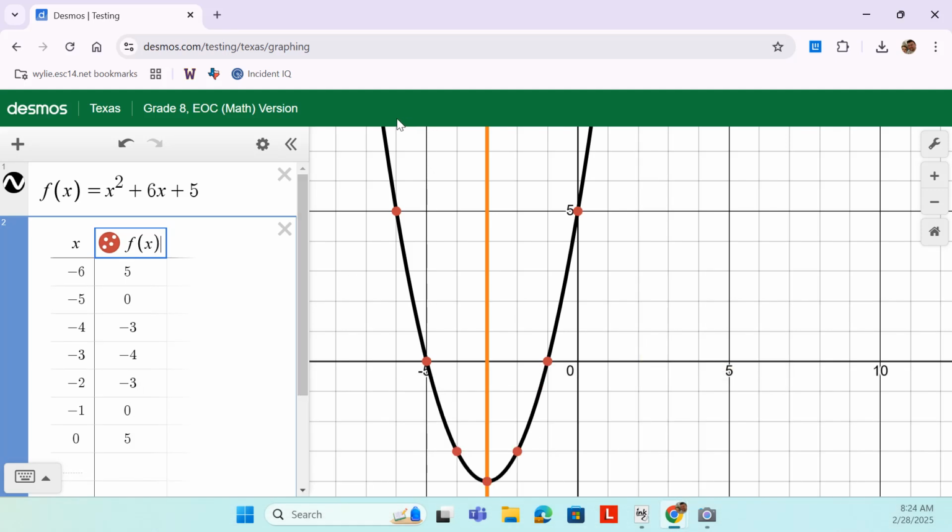And so we've got the graph. I'll put in the equation here for the function f of x is x squared plus 6x plus 5. Cleared everything out to make this x and this f of x. Then I just put in the numbers it has on the table for me, and it gives me the values as an output. So I'll copy those down real quick.